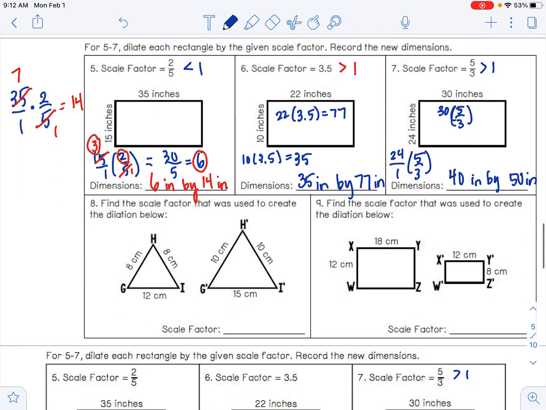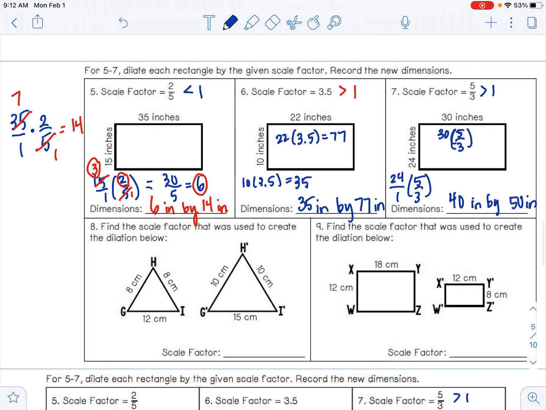All right, 8 and 9, we now have the new and the old dimensions, and we're asked to find what was the scale factor used to create the new figure. So first is understanding which one's your pre-image and your image. So we're going back to the first triangle, which just has GHI. The second triangle is the one that has the primes on it. Remember those little prime marks? I'll make them a little bit bigger. So this one is my image or my new figure. And the smaller one is my pre-image or my original figure.